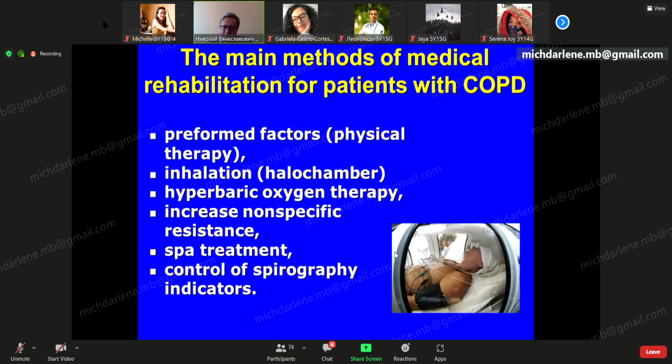Hyperbaric oxygen therapy we can suggest for some patients. You can see this procedure in the picture. It's a hermetic chamber with high concentration, high pressure of oxygen. It can increase non-specific resistance by concrete methods of immunological resistance stimulation, such as climatotherapy at special spa resorts. Spa treatment, as I said, and control spirography indicators we can apply before, at the beginning of the rehabilitation process, and after completing this process.